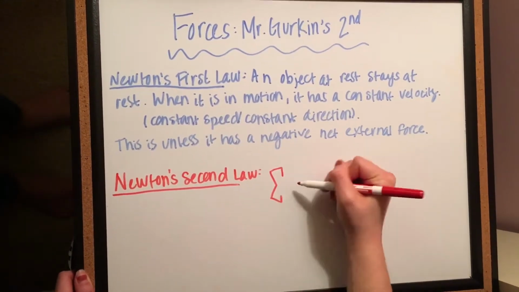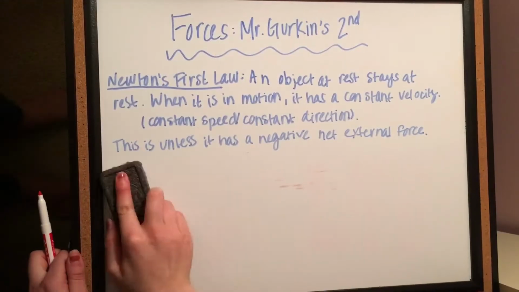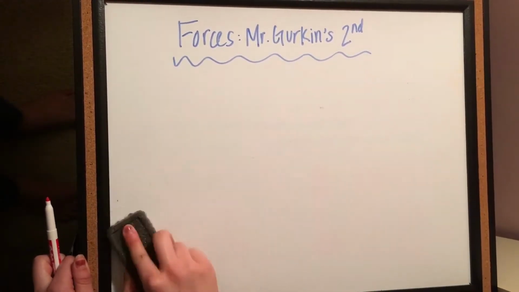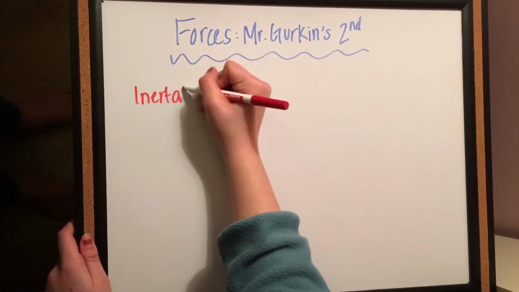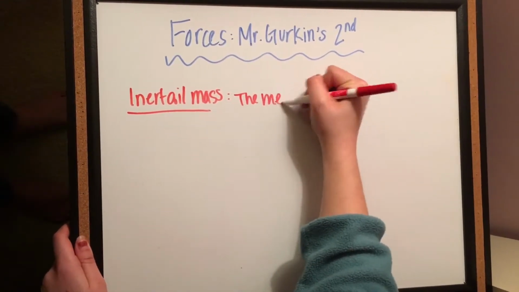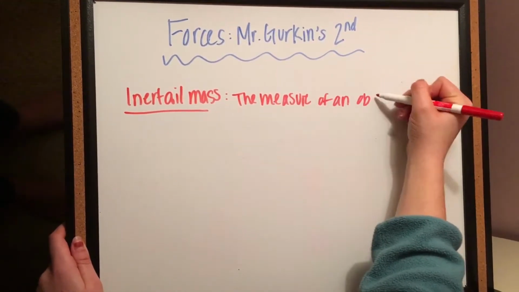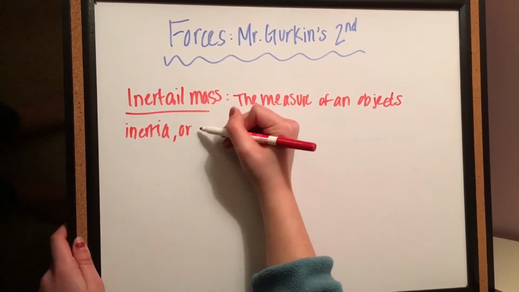Newton's second law is sigma force equals mass times acceleration. Now we're going to be talking about the two different types of masses, inertial and gravitational. Now let's define inertial mass. Inertial mass is a measure of an object's inertia, or its resistance to acceleration.